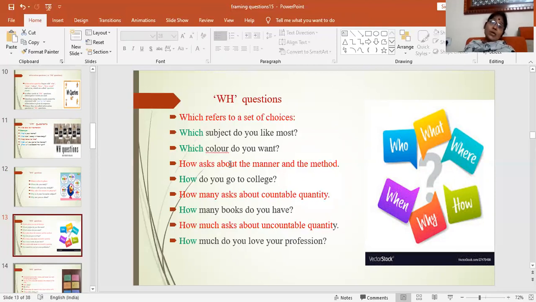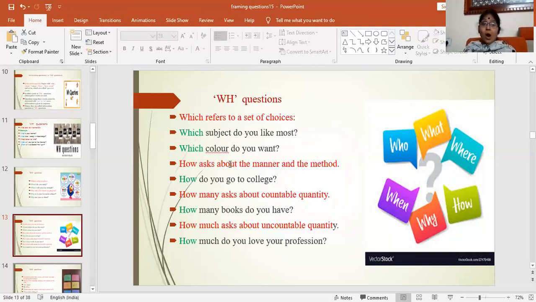Then we ask questions using the word how. How asks about the manner and the method. Say, how do you go to college? How do you manage to do so many things at a time? Right? How is it that you're always late? Right? So we can ask about the manner and method. How did you come to this conclusion? Right?